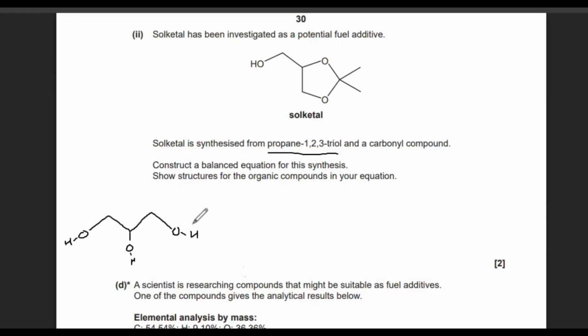Except for where you have a functional group. So I think this looks like a McDonald's M. I don't know what I've done there. Anyway, that's my propane-1,2,3-triol. I'm going to leave it. I can't get my brain around that.